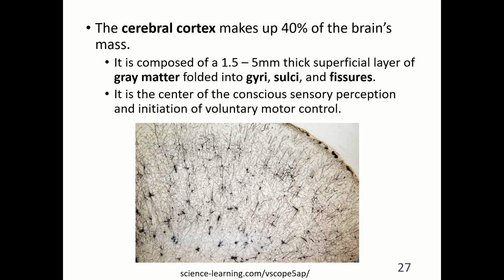The cerebral cortex makes up 40% of the brain's mass. It is composed of a 1.5 to 5 millimeter thick superficial layer of gray matter tissue folded into gyri, sulci, and fissures. It is the center of conscious sensory perception and the initiation of voluntary motor control. This illustration shows neurons of the cerebral cortex. Recall that these are interneurons. And with this being gray matter tissue, these will be the cell bodies, the dendrites, and unmyelinated axons.